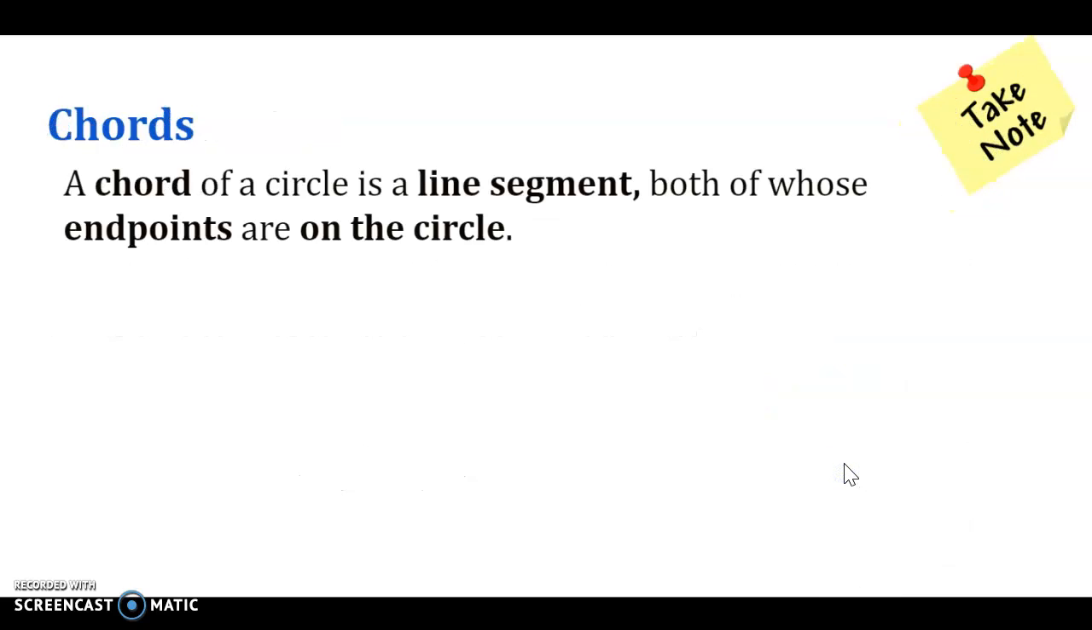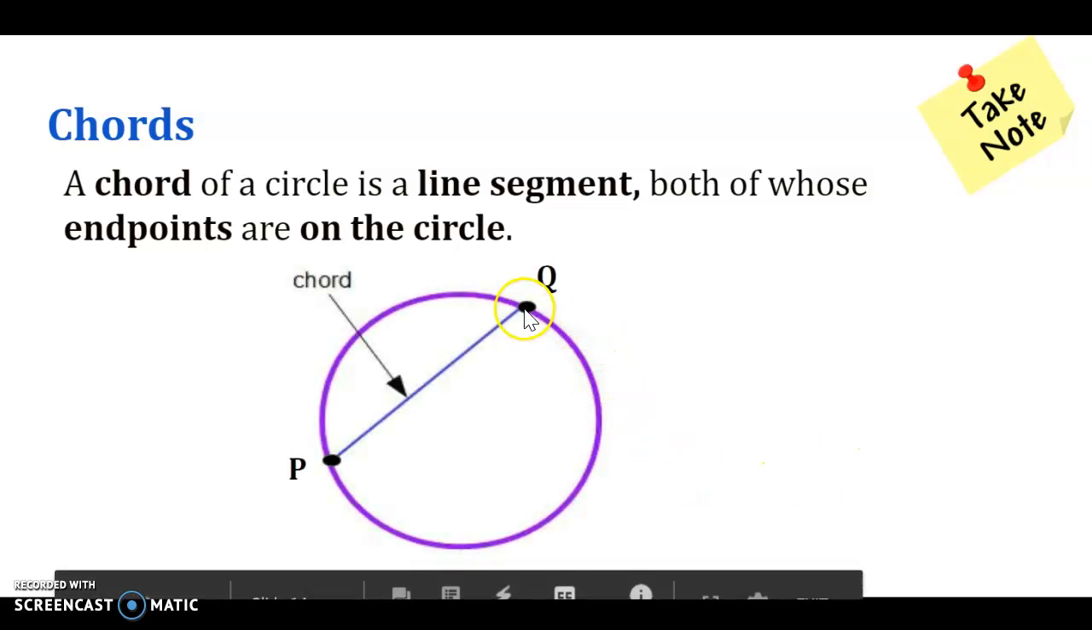So then let's look at the vocabulary chords. If you did your homework, then this is one of the vocabulary that you came across. A chord of a circle is a line segment, both of whose endpoints are on the circle. What does that mean? It's a segment of a line, and it has a beginning and an end, and the beginning and the end have to be on the circle. So it's a straight line that begins and ends on a circle.